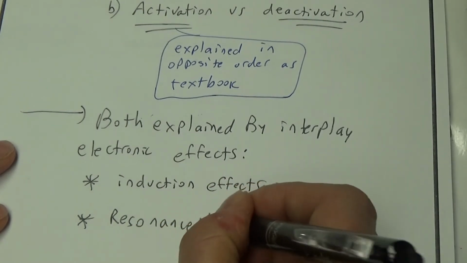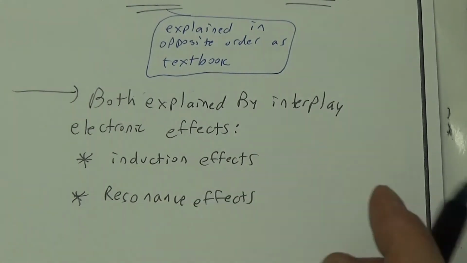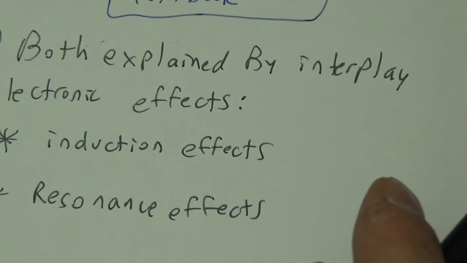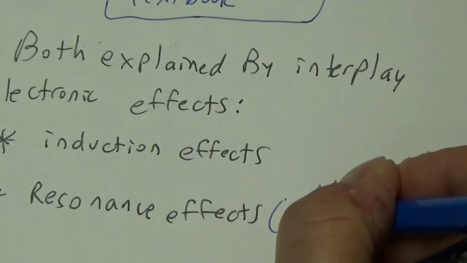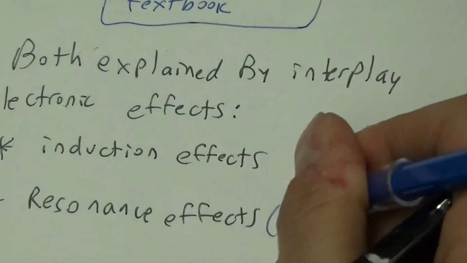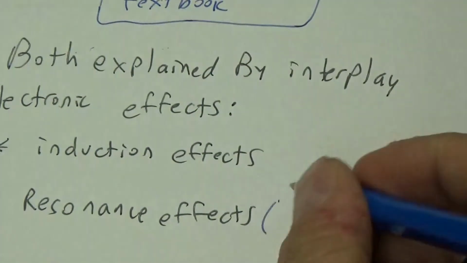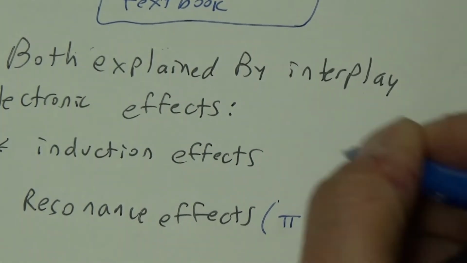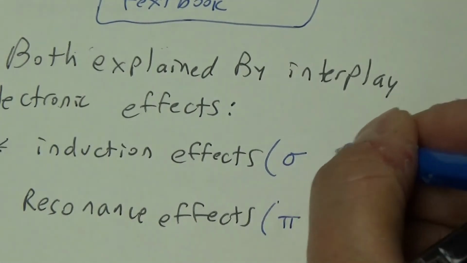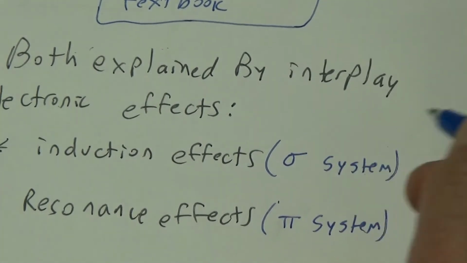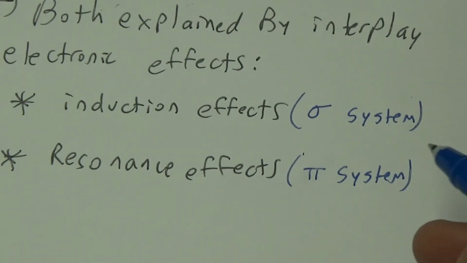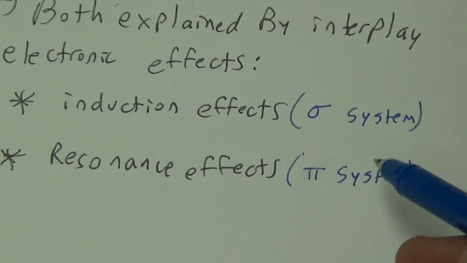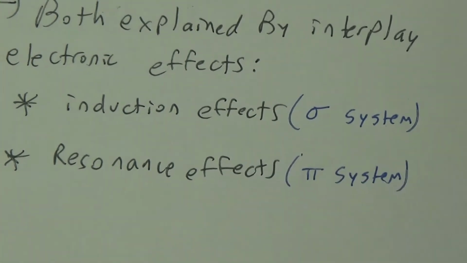You know a little bit about these effects. You've probably heard more about resonance than induction. But what are these two effects in a nutshell? Resonance deals with pi electrons, not sigma. You know about resonance, right? Pi system, pi electrons. Induction deals with sigma electrons. These are ways molecules transmit electron density from one atom to another: inductive effects and resonance effects.